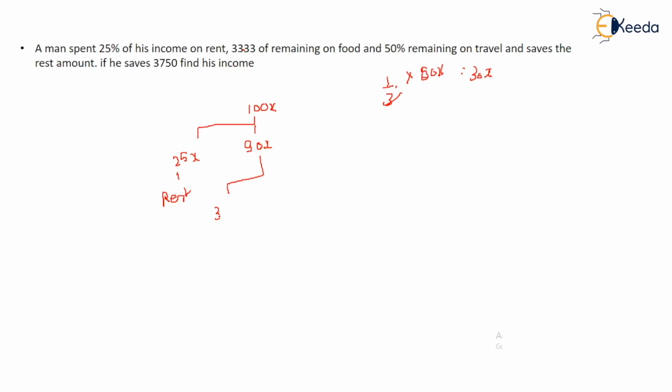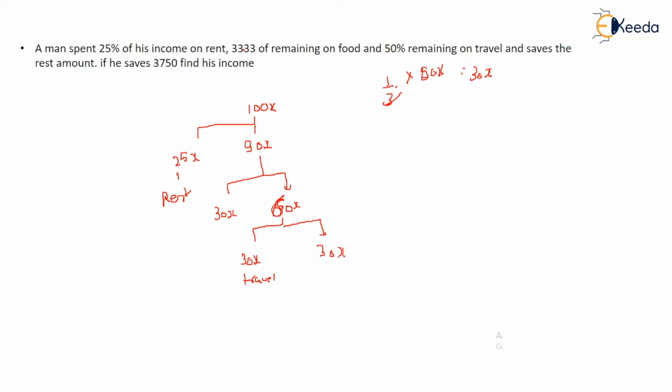Food. Okay. And of the remaining, so how much is remaining? After spending, he is left with what? 50x, right? Out of those, 50% on travel. So 50% of 50x is 25x. 25x he is spending on travel, right? So here you write travel, and saves the rest of the amount. So how much is remaining now? The remaining left is 25x, right?